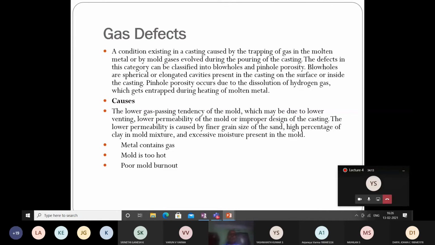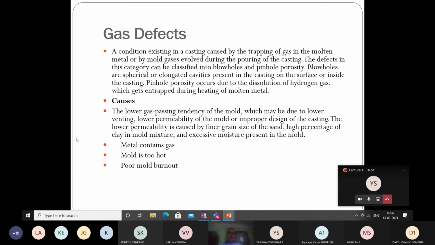So gas defects. This is the condition existing in the casting caused by the trapping of the gas in the molten metal or by mold gases evolved during the pouring of the metal. Blowhole is a very important one. When we are pouring molten metal, naturally gases will be evolved. If the gases are trapped inside the casting, then they create porosity problems, which is a gas defect.